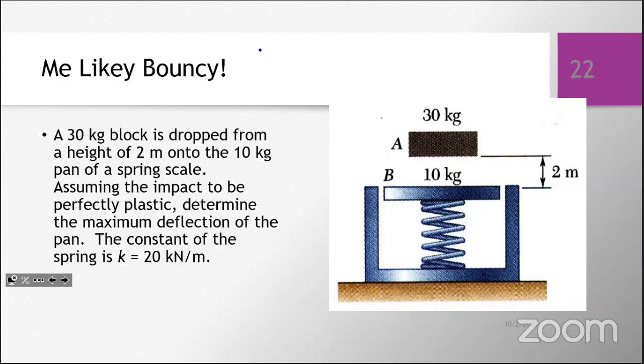All right. So what's going on here? What's going on here? Where should we start?